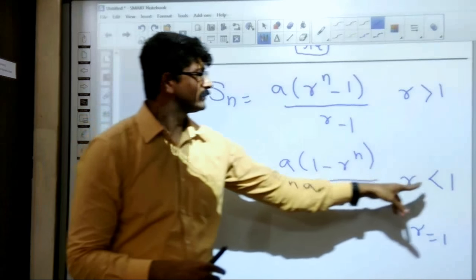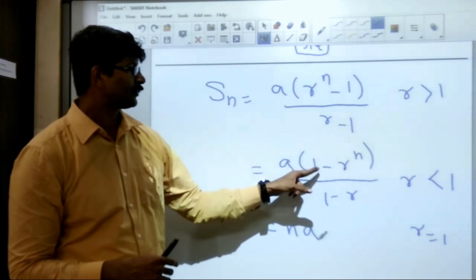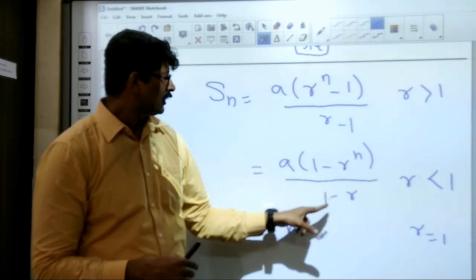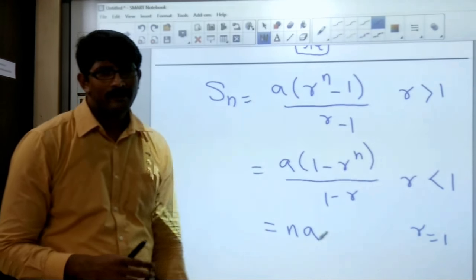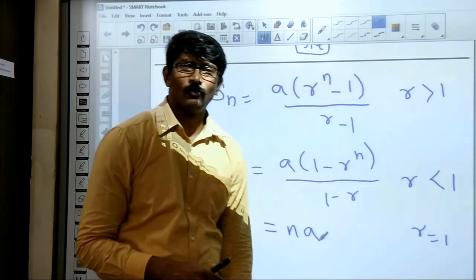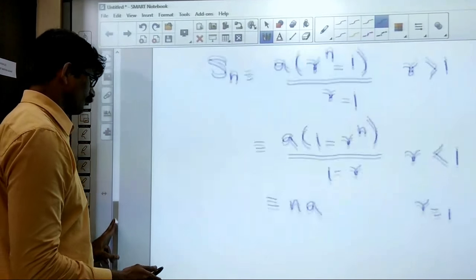When R is less than 1, then 1 comes first, and the formula is A into the bracket 1 minus R raised to power n upon 1 minus R. If R is equal to 1, I'll give an example, then you'll understand what I'm saying.